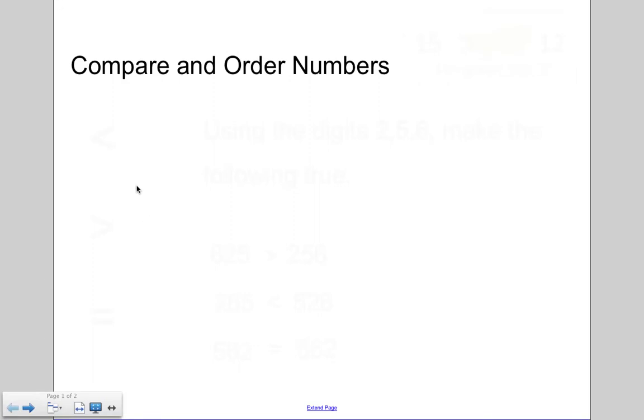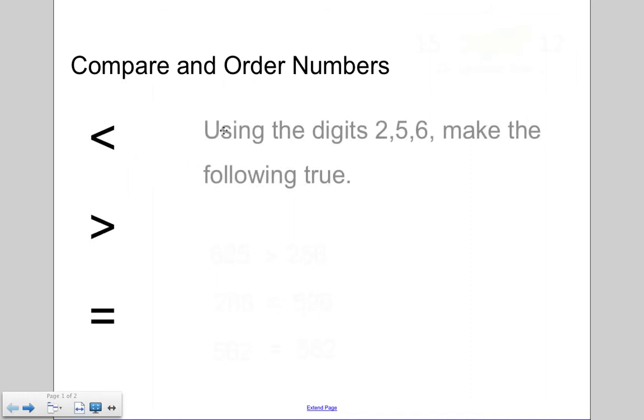Now, going with that, we can still use these things here. We're going to compare and order these numbers. So look at this question here. Using the digits 2, 5, and 6. This will be an extension question tomorrow. We'll look at something similar. We're only going to use these digits. We're not going to use 1 or 4 or 9 or 0. We're not going to use 3. We are only going to use 2, 5, and 6.